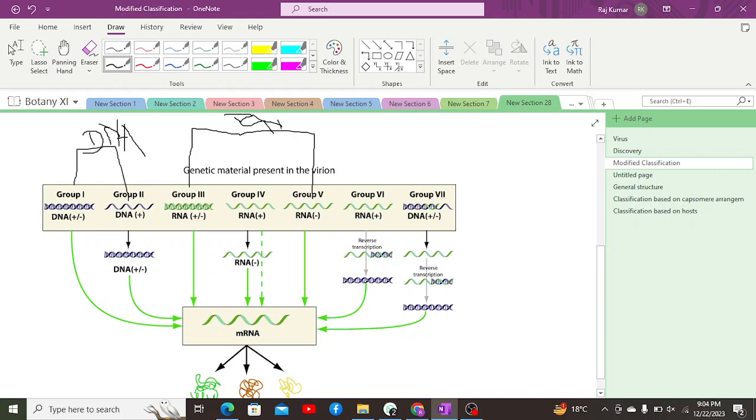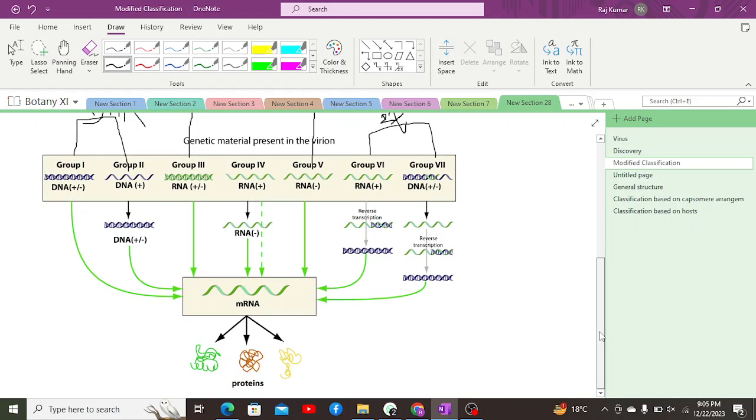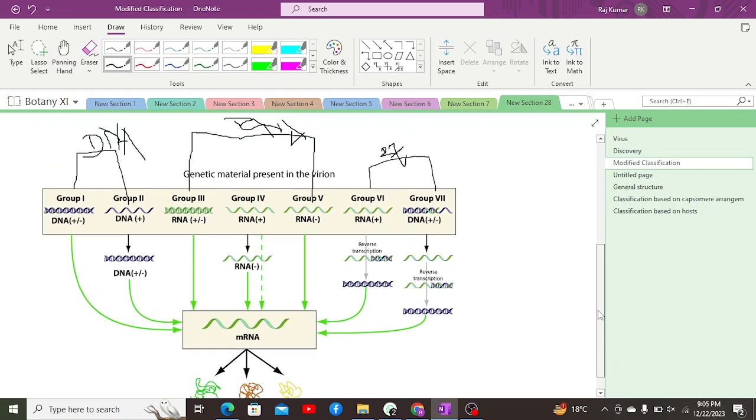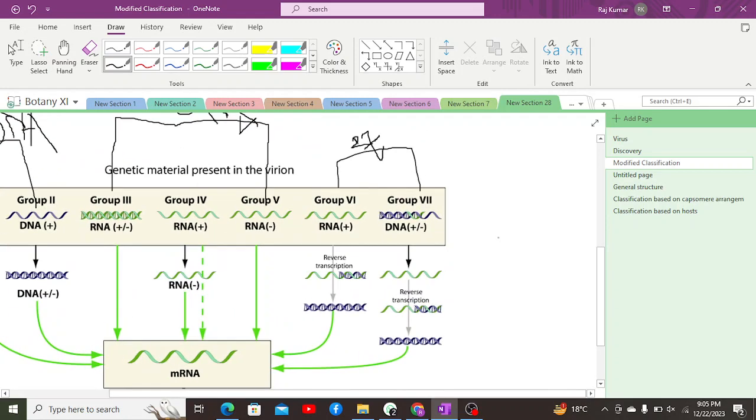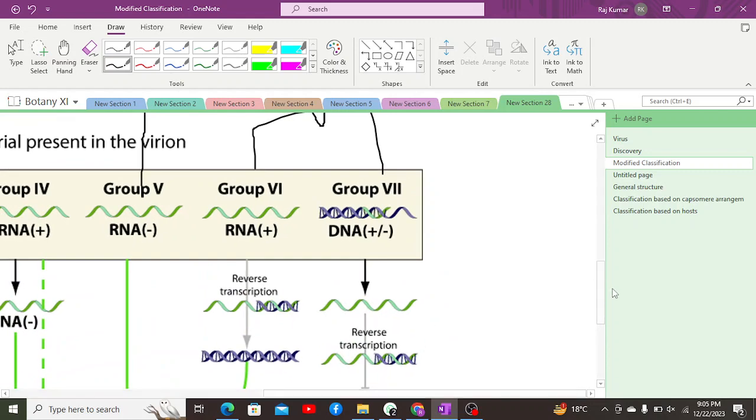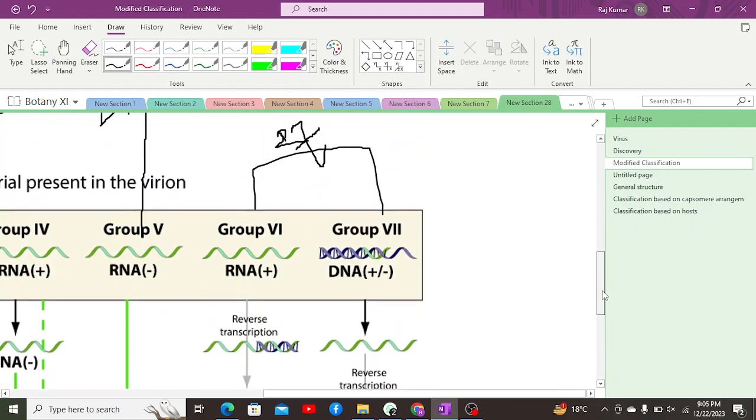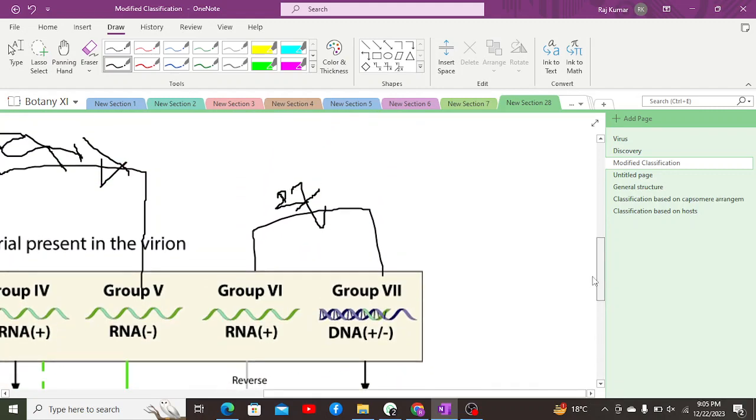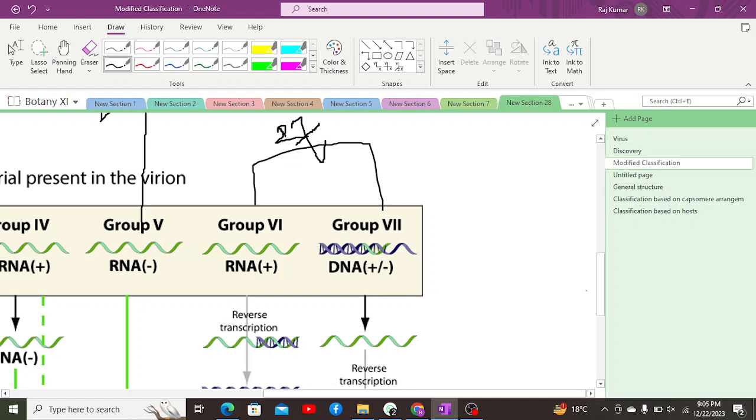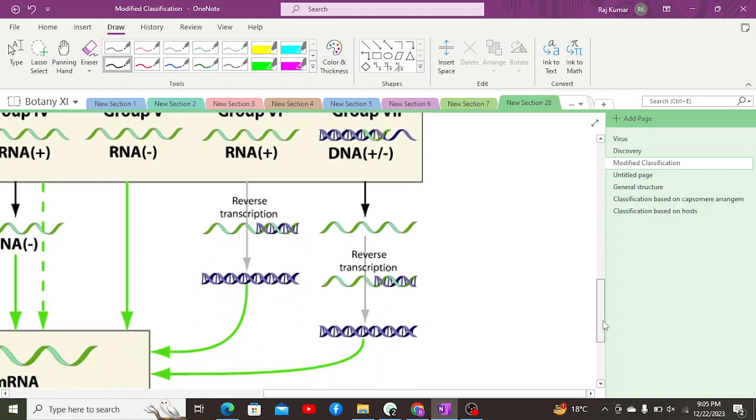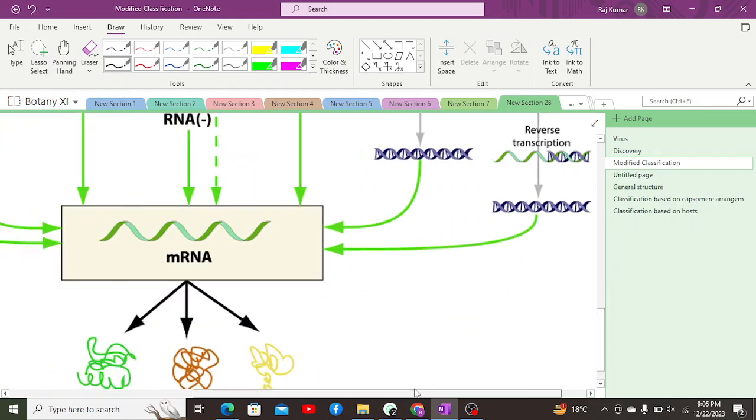On the other side, we have the retroviruses, also called reverse transcribing viruses or RT viruses. These retroviruses have the characteristic that they have the enzyme reverse transcriptase, due to which they perform reverse transcription.